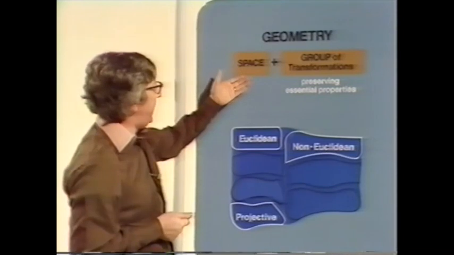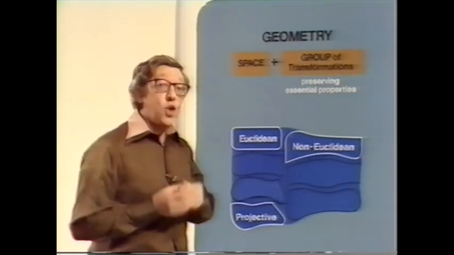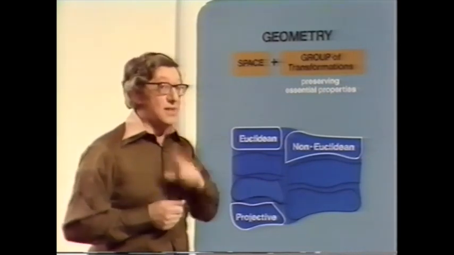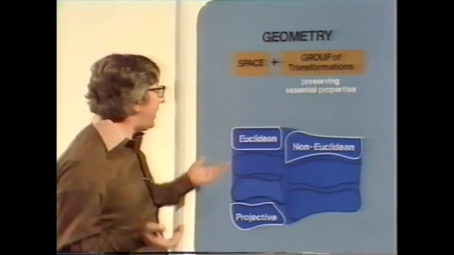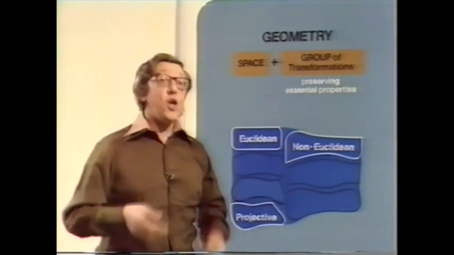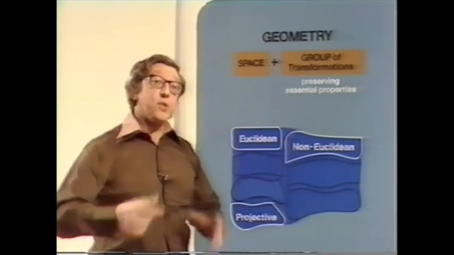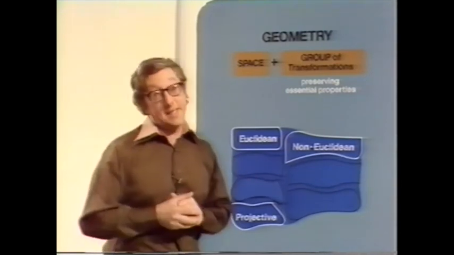Geometry is the study of a space plus a group of transformations, and if you give me such a group, you'll find that it will preserve certain essential properties and hence define a geometry. Conversely, if you have a space and certain essential properties you want to preserve, you'll find that all these transformations which preserve them do in fact form a group. So it's all very neat.